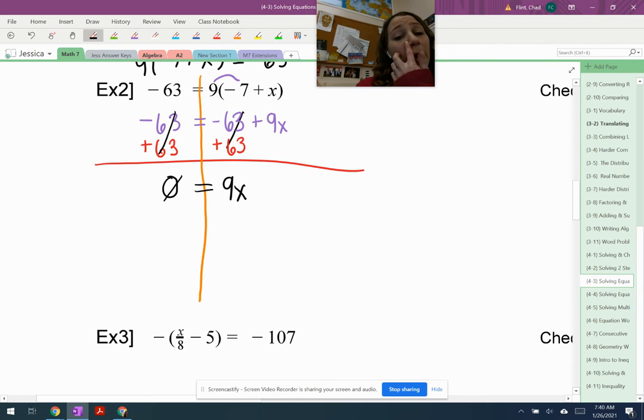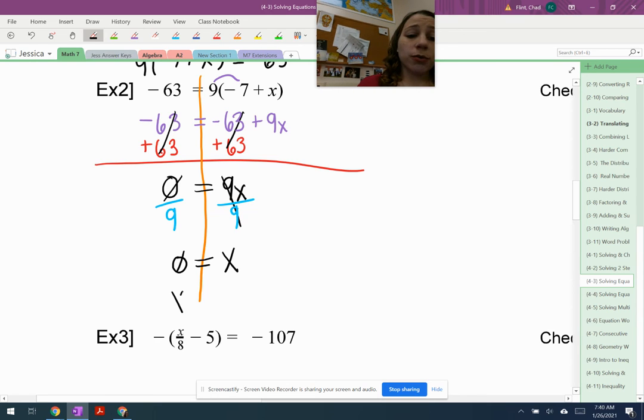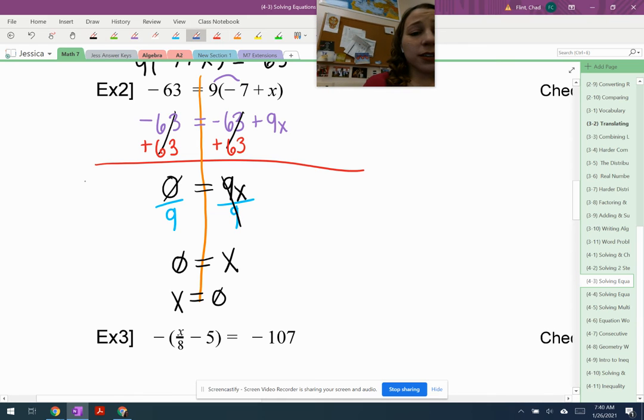bloop. And now the last thing preventing x from being by itself is the 9. The 9 is being multiplied by the x. The inverse operation of multiplication is division. So we're going to divide both sides by 9. 0 divided by 9 is going to be 0. And 9x divided by 9 is going to be x. So we have an answer or a solution of x equals 0. And again, I just use that little line through it to represent 0 and not an O.